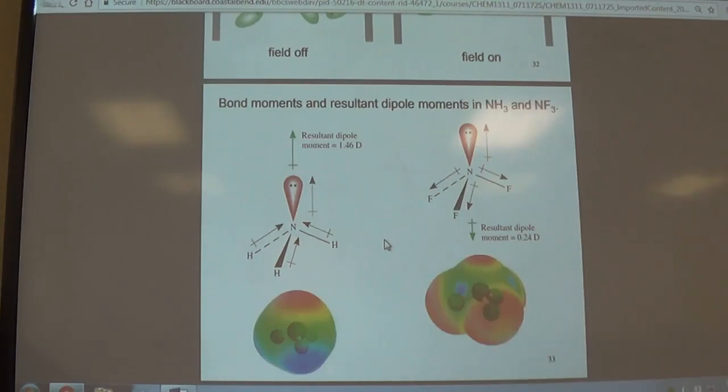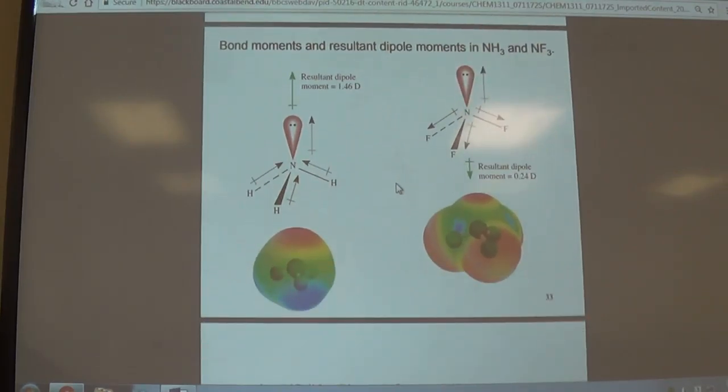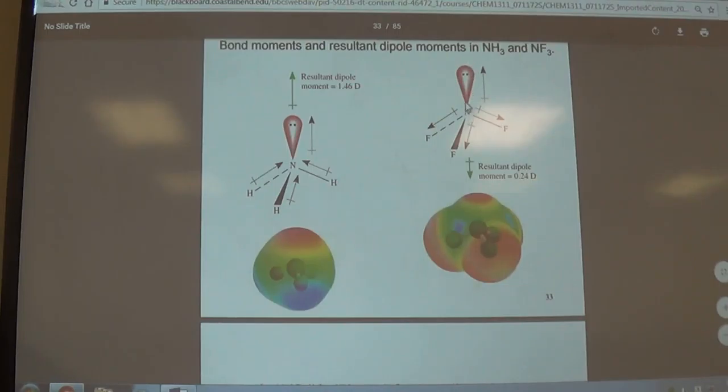Here's showing you, on this last slide, we'll take a little break, but here's showing you the example of ammonia versus nitrogen trifluoride. Since fluorine is more electronegative than nitrogen, the electrons in these covalent bonds spend more time with the fluorine. It gives the nitrogen some partial positive character, which quasi-neutralizes the negative charge in this non-bonded orbital.